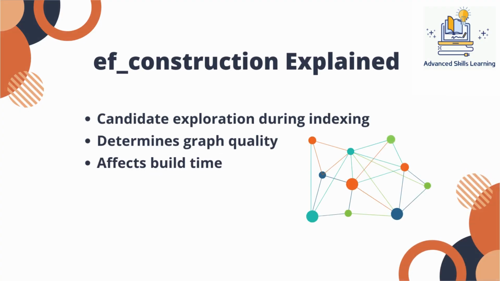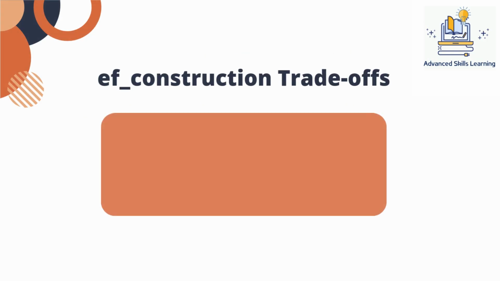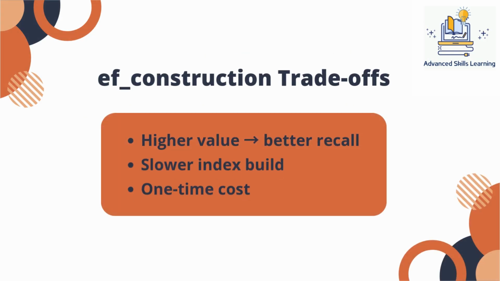This parameter controls how many candidate nodes are explored while building the HNSW graph during indexing. In other words, EF_construction determines how carefully the graph structure is built. A higher EF_construction value allows the algorithm to consider more candidates when creating connections. This results in a higher quality graph with better neighborhood relationships, which improves search accuracy later. The trade-off is that indexing becomes slower and consumes more memory.